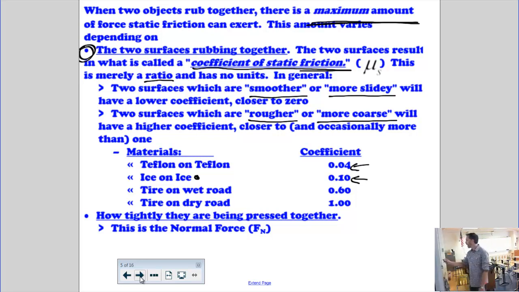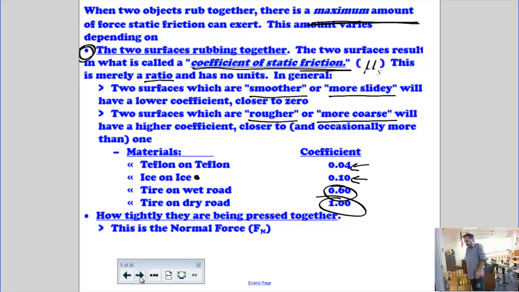So if you're on a dry road, the coefficient of static friction between the tires and the road is 1. On wet road, it drops all the way down to 0.6, okay? So that coefficient of friction is just a rough measure of how rough the two surfaces are. It's not a measure of force, it's just a ratio, okay?